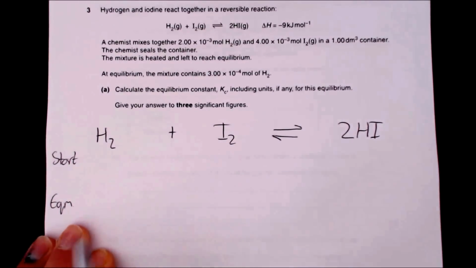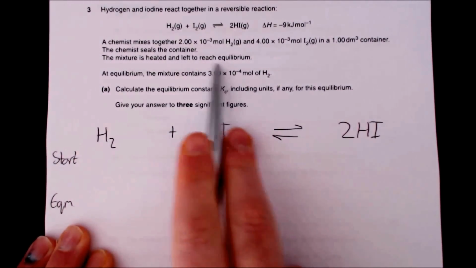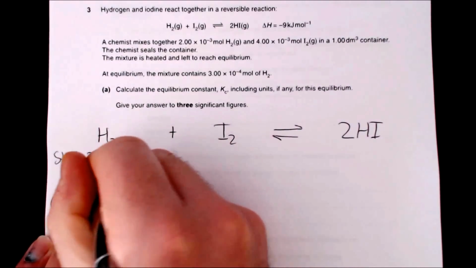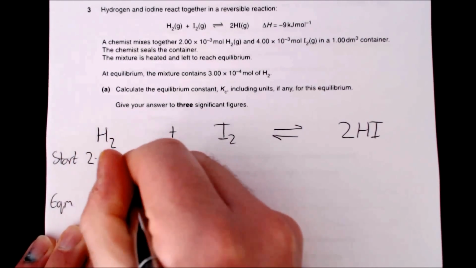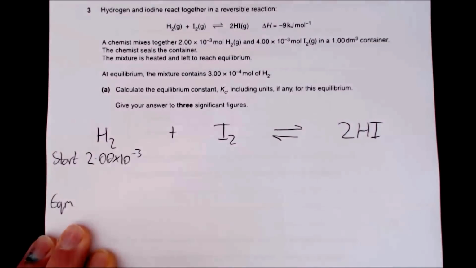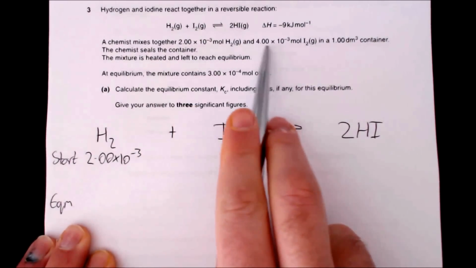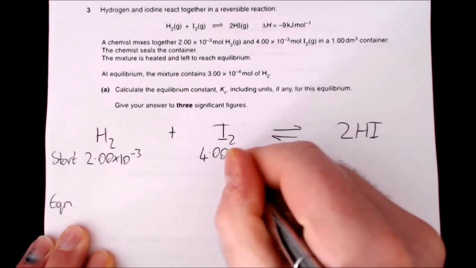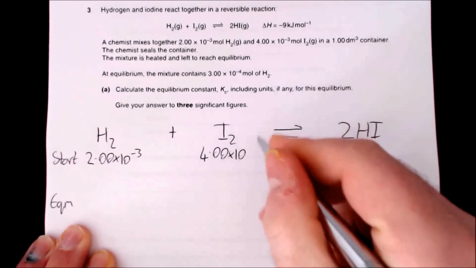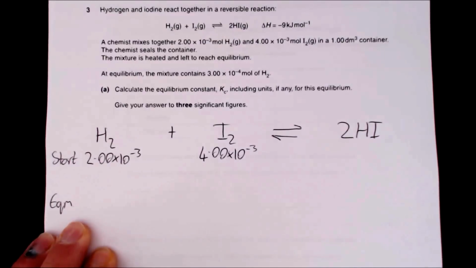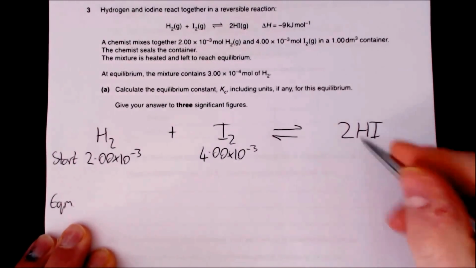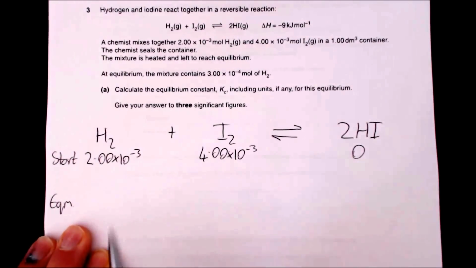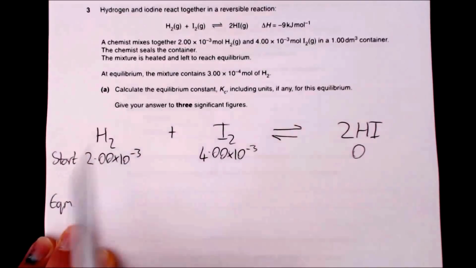Okay, so the number of moles of hydrogen that we started with was 2 times 10 to the minus 3. So I'm going to put that on there. And the number of moles of iodine we had right at the start of the reaction, before we've mixed anything at all, is 4 times 10 to the minus 3. And then the number of moles of HI at the start is going to be nothing. We haven't made anything yet. So we're then going to work out how much we have at equilibrium.